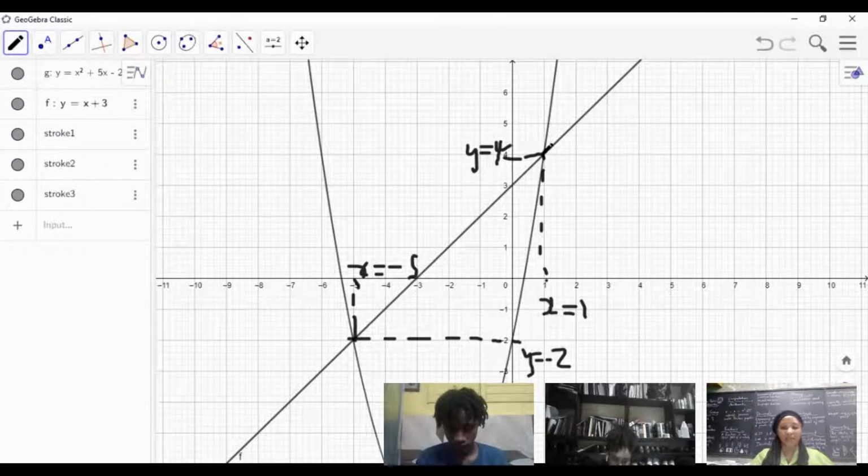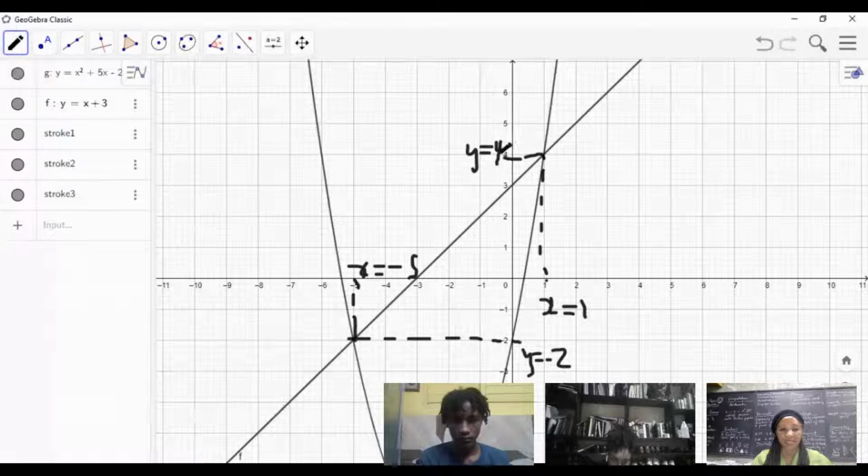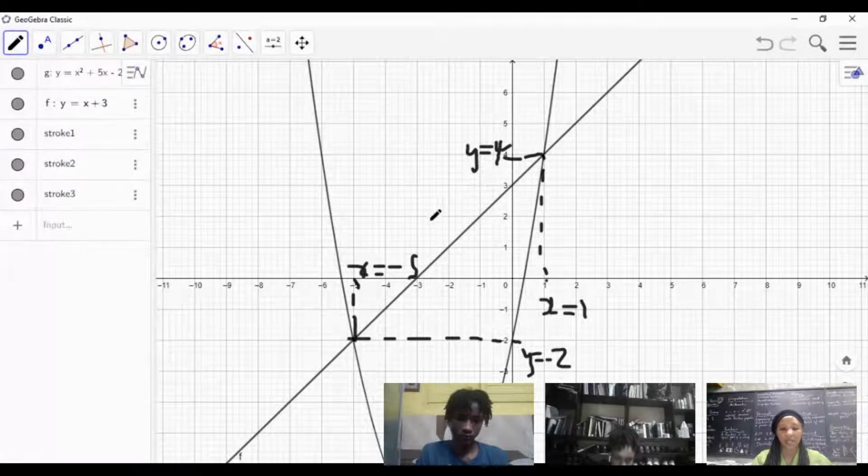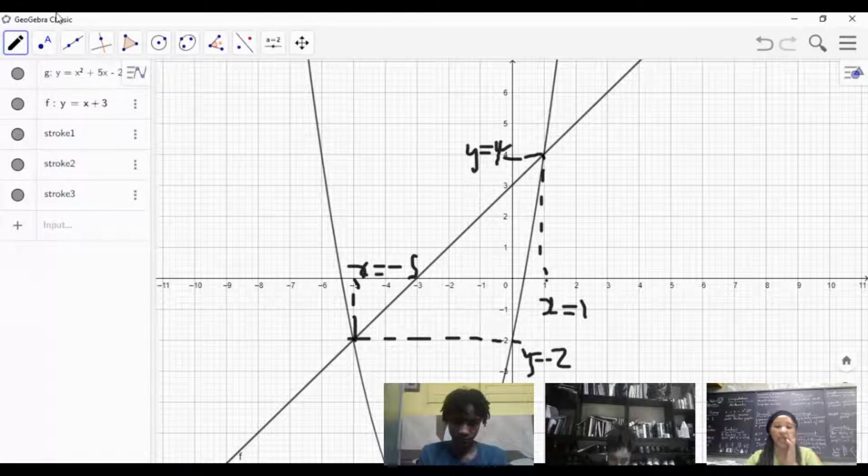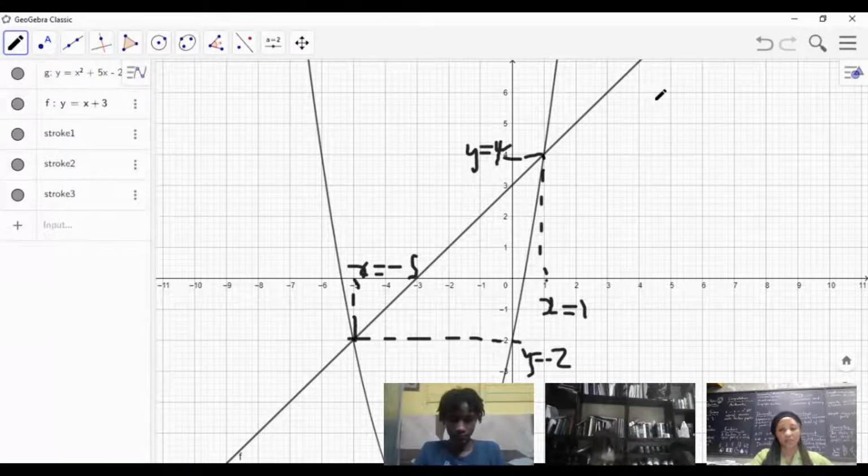All right, so when we find the points of intersection, you get your ruler, make a dotted line down to the x-axis, take your reading, dotted line over to the y-axis, take your reading. Same thing for over here. So x is -5, y is -2. Plug them in for me quickly, John, to see.